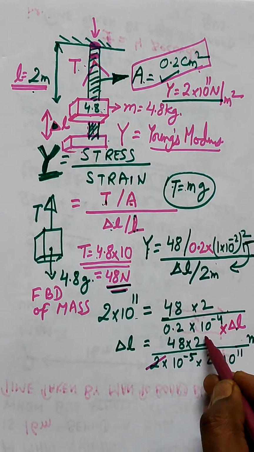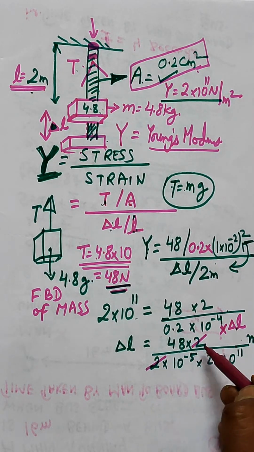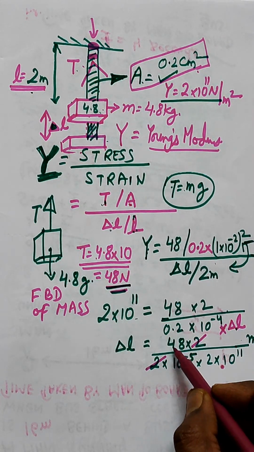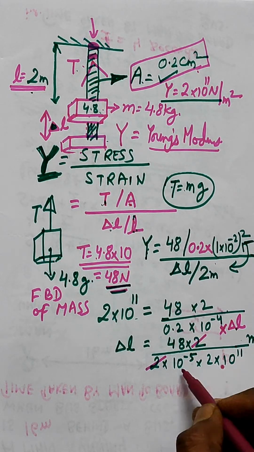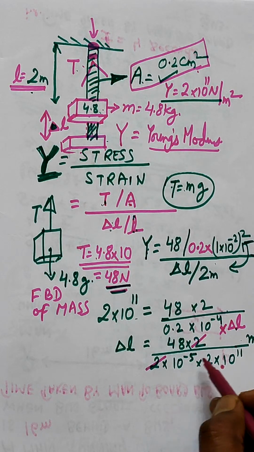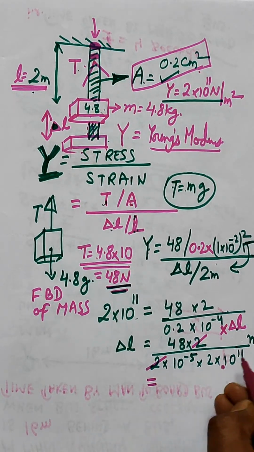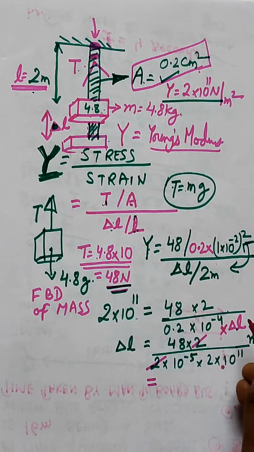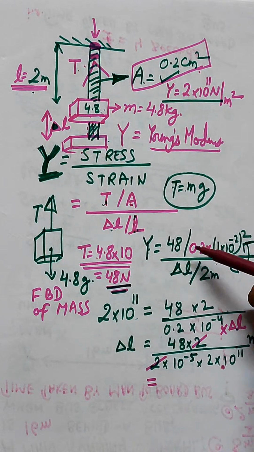2 and 2 will be cancelled out, right? 2 and 2 will be cancelled out, and we are left with 48 by 2. 48 by 2, 10 power 11 minus 5 will be 6. So 48 by 2, 48 by this 2. Let me check the values again.